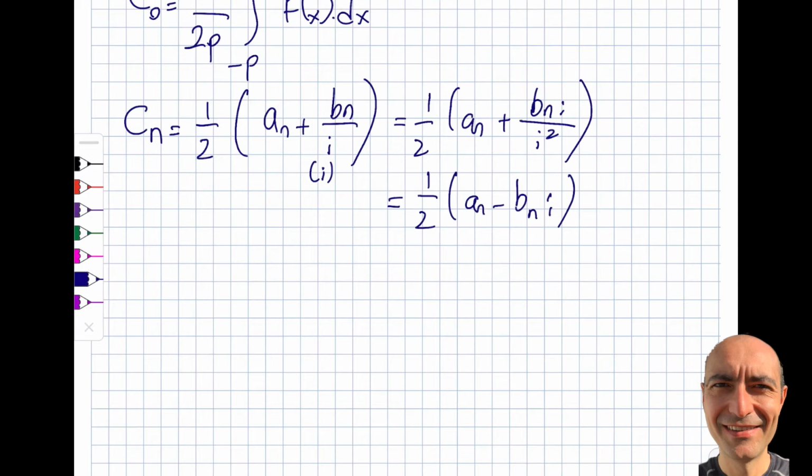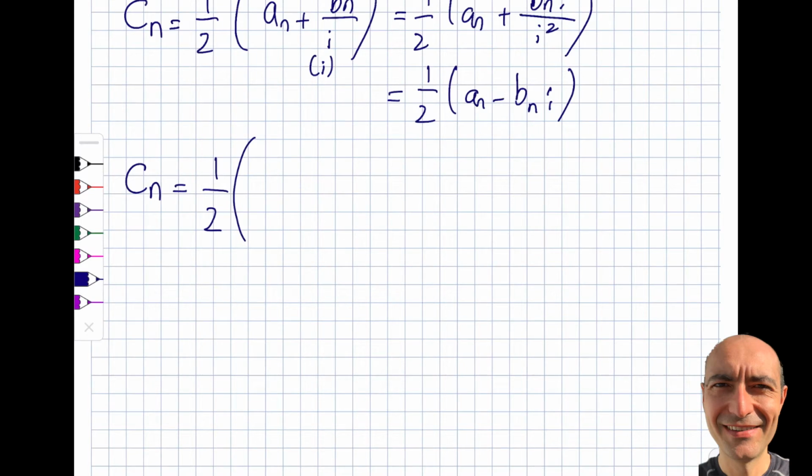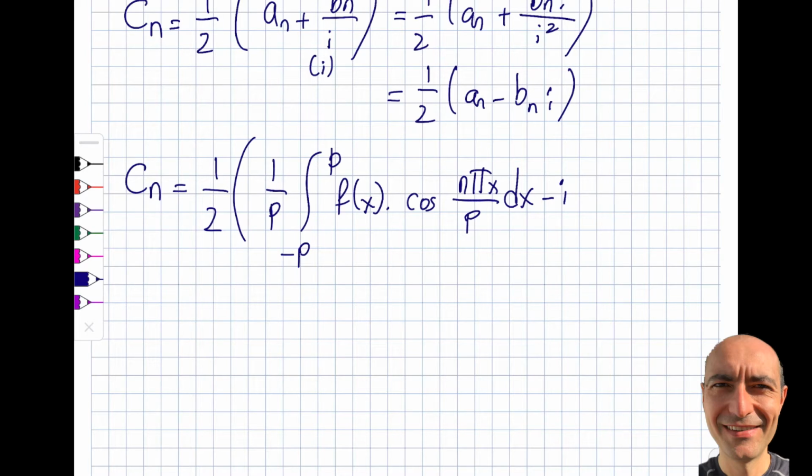Make sense? Actually, now what I'm going to do is go right back to the definition of an and bn. We already established that. Remember, we had so many problems about it. So I'm simply going to insert that right over there, 1 half. Okay, an was 1 by p integral from minus p to p of f of x cosine n pi x by p dx, minus i times the bn, and the bn was again 1 by p integral from minus p to p of f of x. This time around I'm multiplying by sine n pi x by p dx. I ran out of space over there, okay, and I need to close the parentheses here.